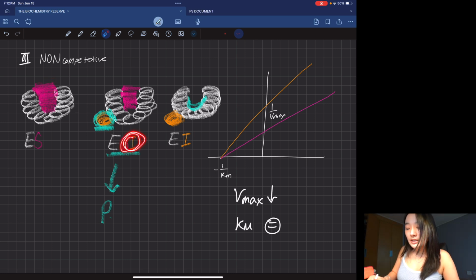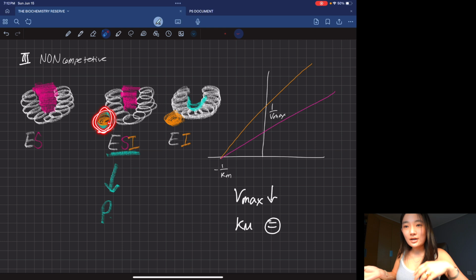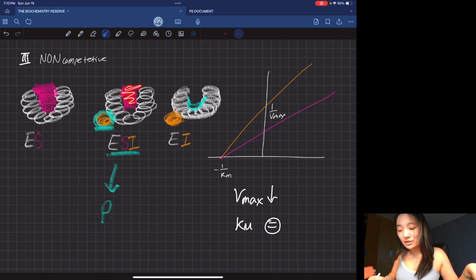So think of the inhibitor in this case as a weighted vest. Now, is a weighted vest going to alter your ability to listen to music while you run this mile? i.e., is it going to alter your ability to bind to the substrate? No. But is it going to slow you down? Yes. So basically think of this inhibitor as a completely separate thing from your ability to bind to the substrate. What it's going to alter is the rate at which you can produce this.